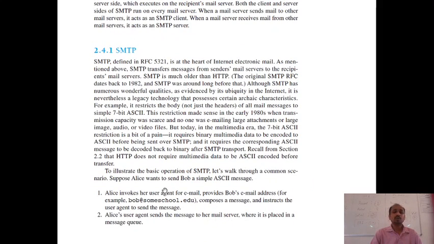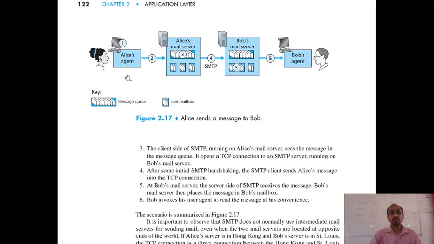We will again go back and see what Alice and Bob will do. The first step is that Alice invokes her user agent for email and provides Bob's email address. For sending any email, I need the destination mail address, that is, in this case, Bob's email address. Now Alice will start composing a message. This is the first point shown in the diagram here, the first thing Alice is going to do.